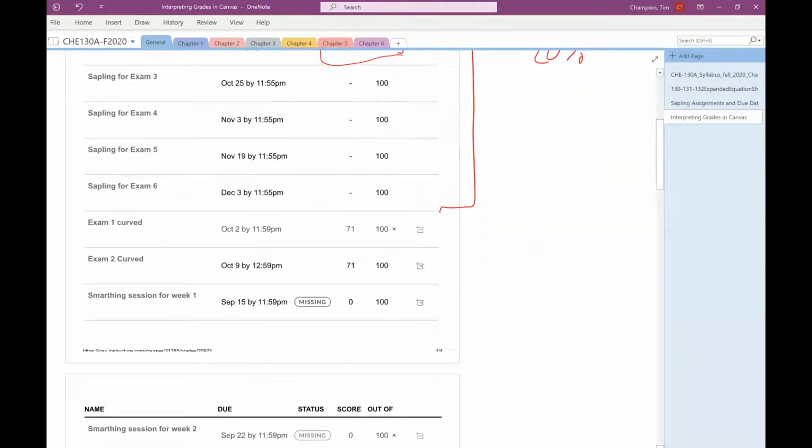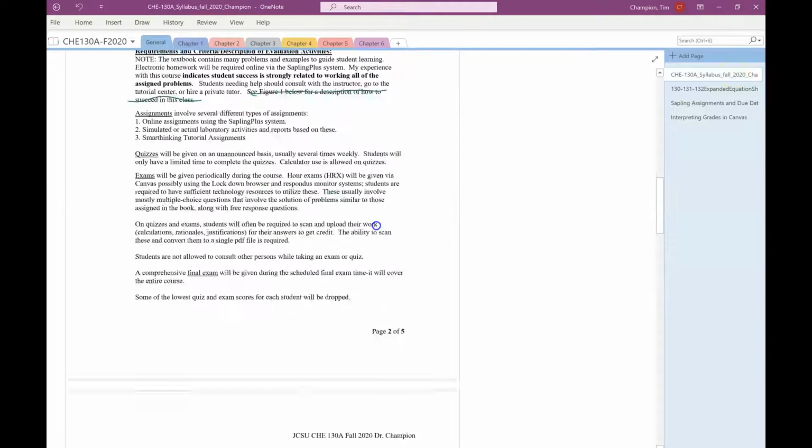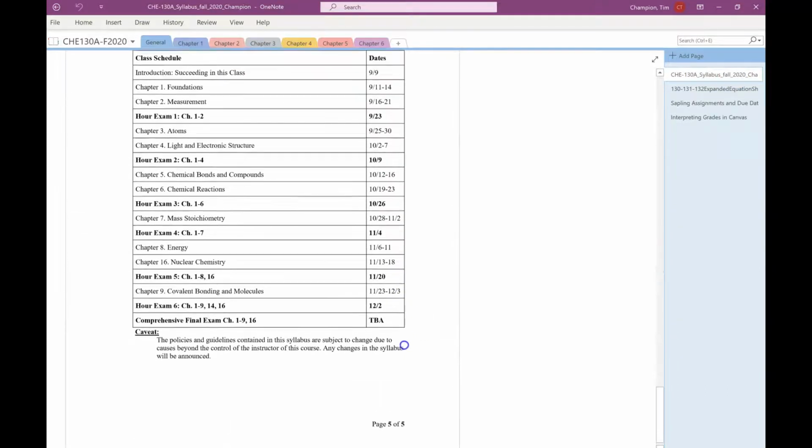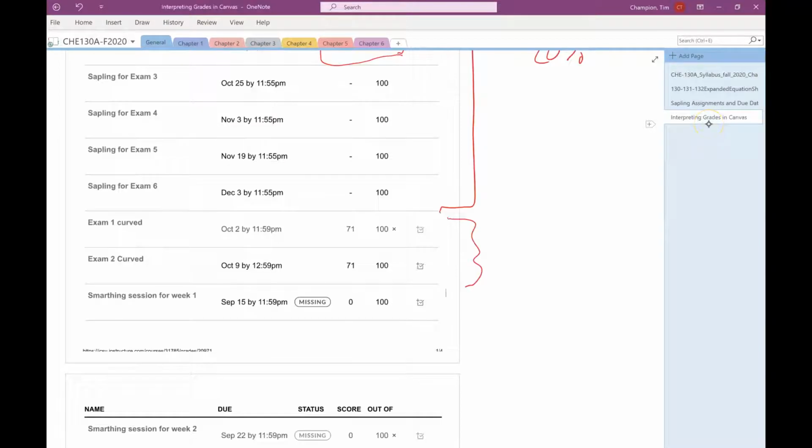Then we have the exams, and you see we've just got a couple of those showing up so far, but we've got more exams as scheduled on the syllabus. So exams count 30%, and if you want to know when the exams are supposed to happen, you can see those exam dates here on the syllabus as well, so you know when they're coming. Sometimes I'll call that HRX, that stands for hour exam, just an old abbreviation I use. And we expect that we'll have 6 of these exams. These are the during-the-semester exams.